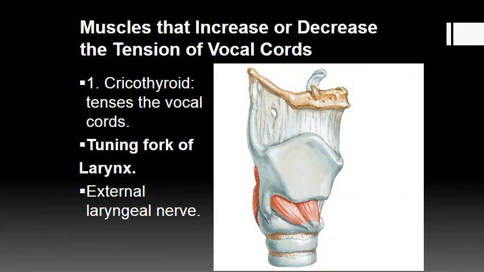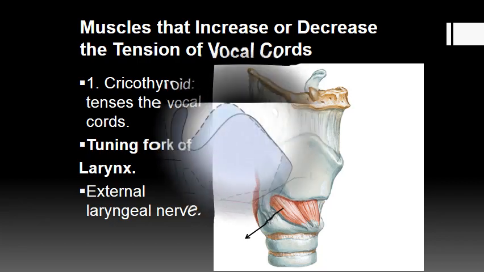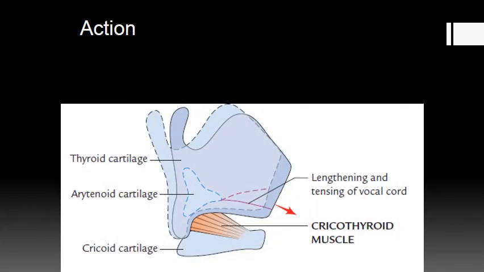And the muscles that increase or decrease the tension of the vocal cords. One is the cricothyroid. It tenses the vocal cords, it is also called the tuning fork of the larynx, and it is supplied by the external laryngeal nerve. This is the cricothyroid muscle, which extends upwards from the arch of the cricoid cartilage and reaches the inferior border of the thyroid lamina.